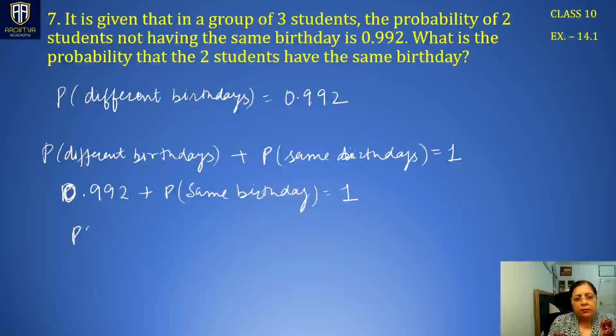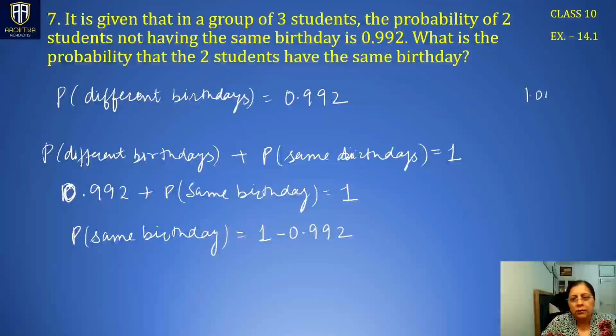The probability of any 2 students having the same birthday in a group of 3 becomes 1 minus 0.992. So we subtract 1.000 minus 0.992. So we get 0.008.